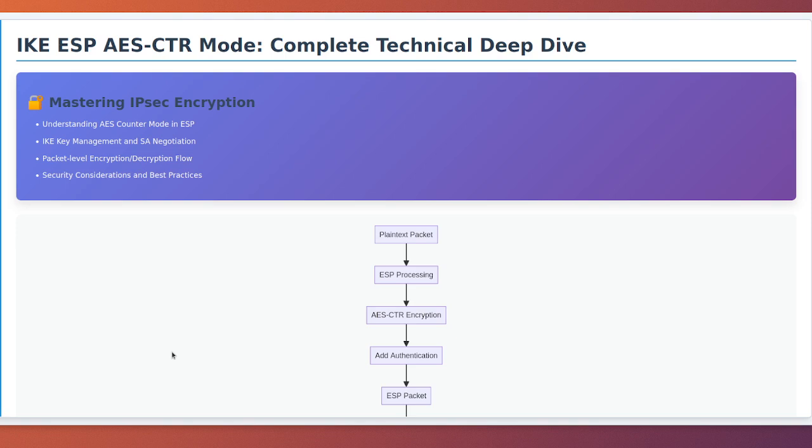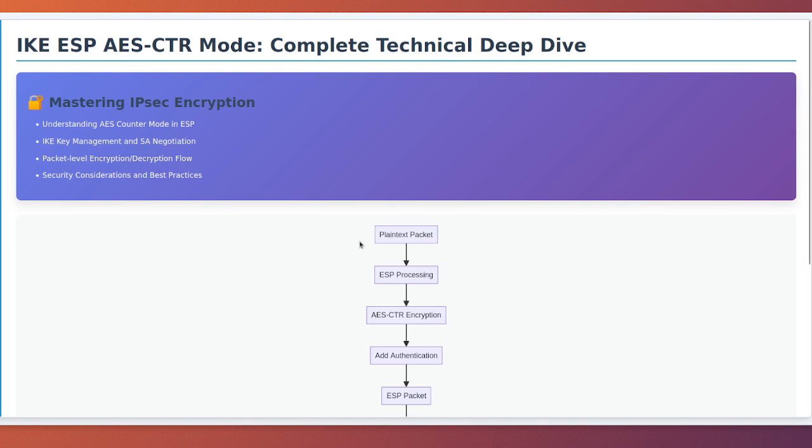Today, we're diving deep into one of the most sophisticated aspects of IPsec VPN security: the encryption and decryption mechanisms used in IKE ESP with AES-CTR mode. This is a critical component of modern network security that protects billions of packets traversing the internet every second. Whether you're securing site-to-site VPNs between corporate offices or protecting remote access connections, understanding how AES-CTR works within the ESP framework is essential for any network security professional.